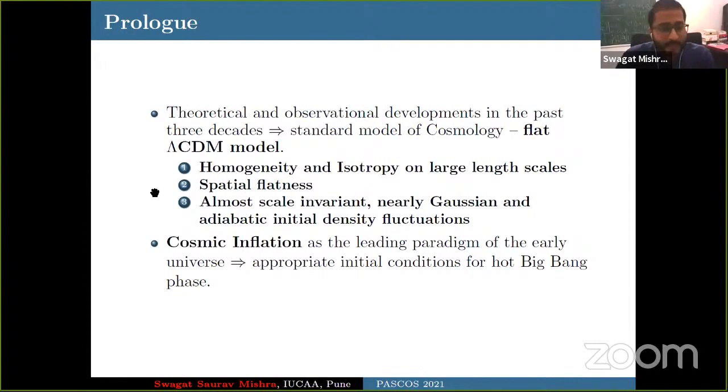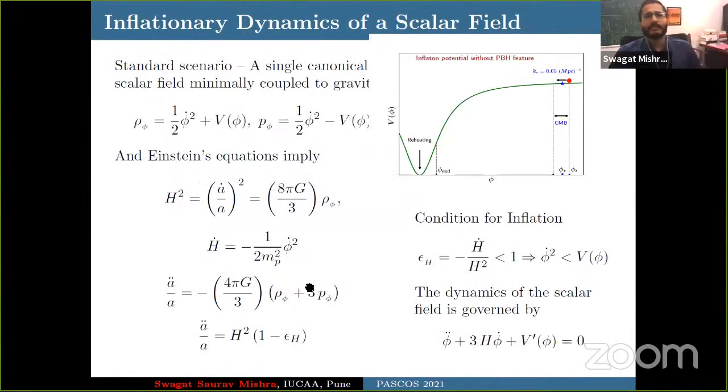And inflation also has received spectacular observational confirmation so far. We are still yet to see the gravitational waves though. In the single field canonical minimally coupled inflationary model, we usually achieve inflation by having some kind of a potential where you have a regime where inflation happens and then inflation ends and the universe reheats.